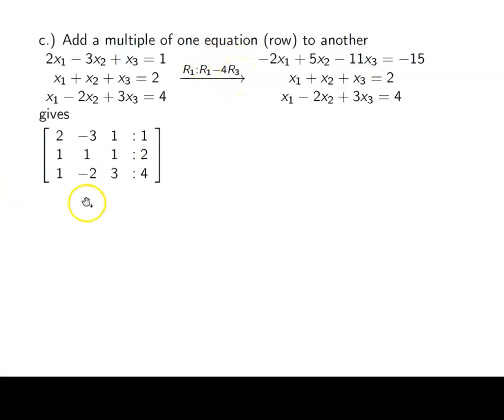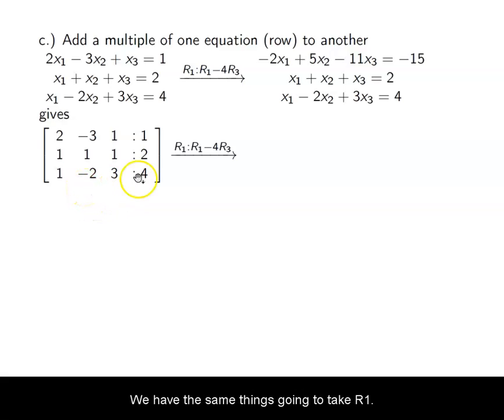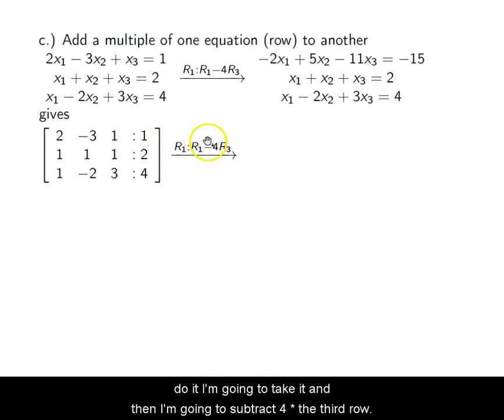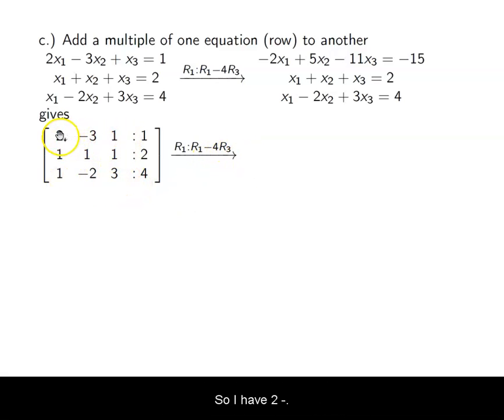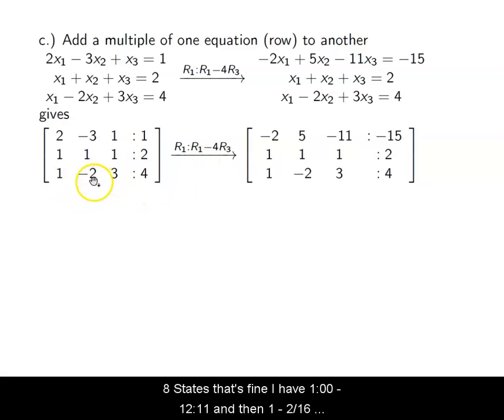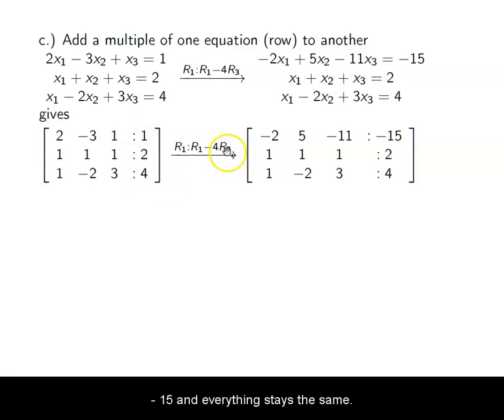Here we have the same thing. I'm going to take R1, that's the one that's going to change. And what am I going to do to it? I'm going to subtract 4 times the third row from it. So I'll have 2 minus 4, which is negative 2 now. I have negative 3 minus a negative 8, so that'll really be plus 8, so that's why we get 5. I'll have 1 minus 12, negative 11, and then 1 minus 16, so negative 15, and everything else stays the same.